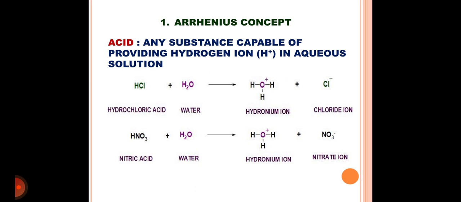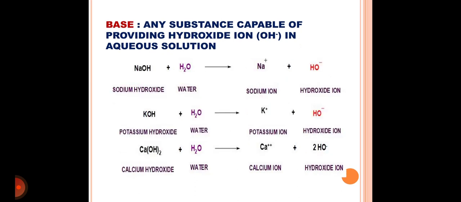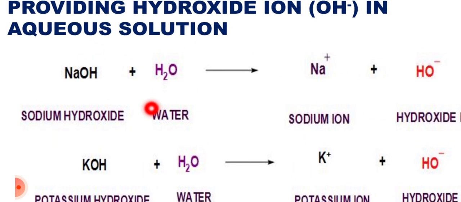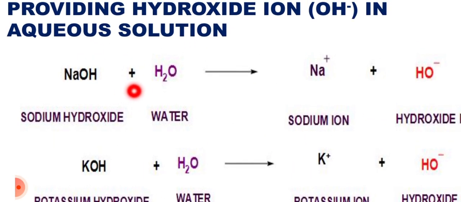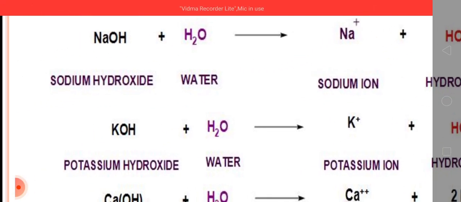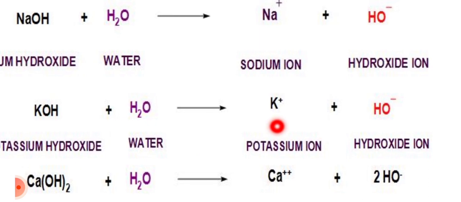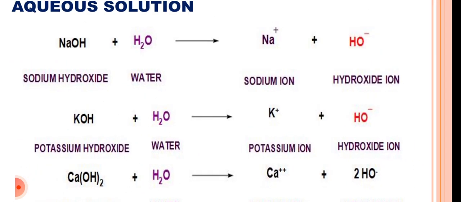Let's go for the bases. According to Arrhenius concept, base is any substance which is capable of providing hydroxide ion in aqueous solution. For example, sodium hydroxide in aqueous solution gives sodium ion and hydroxide ion. Likewise, potassium hydroxide KOH in aqueous solution gives potassium ion and hydroxide ion.